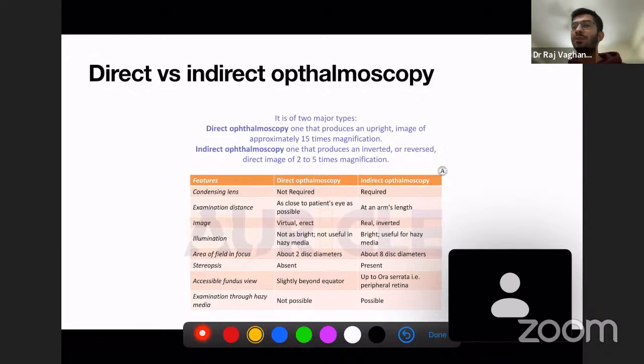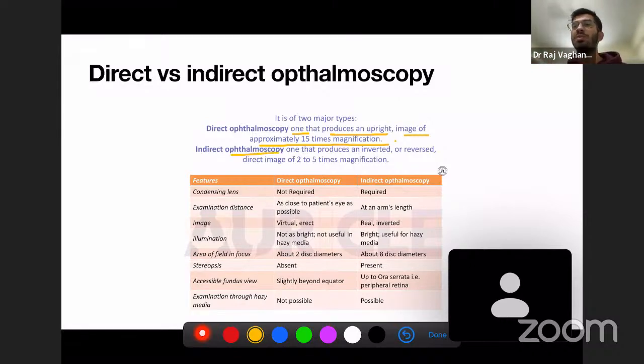Ophthalmoscopy is of 2 types, direct and indirect ophthalmoscopy. Direct ophthalmoscopy is the one that produces an upright image of approximately 15 times magnification. Whenever you examine the patient's eyes with the direct ophthalmoscope, it magnifies 15 times. So a 15 times bigger image is seen with the help of the ophthalmoscope.